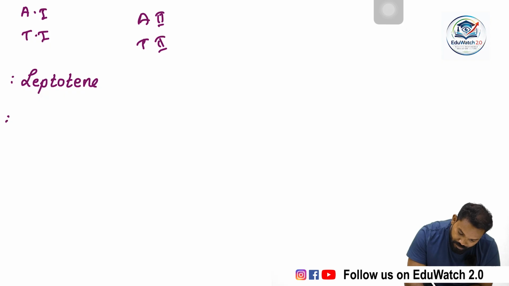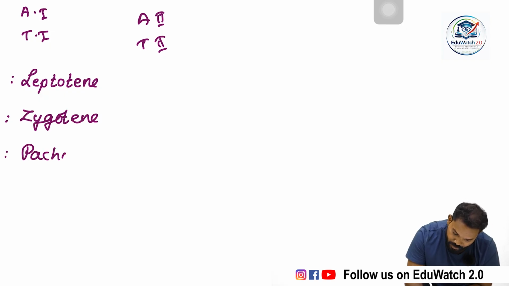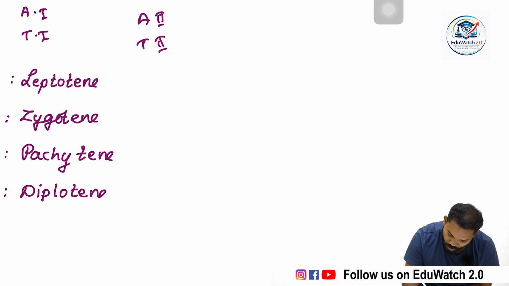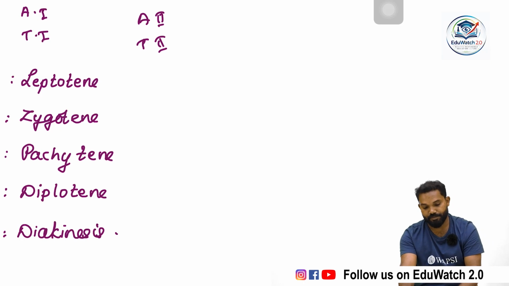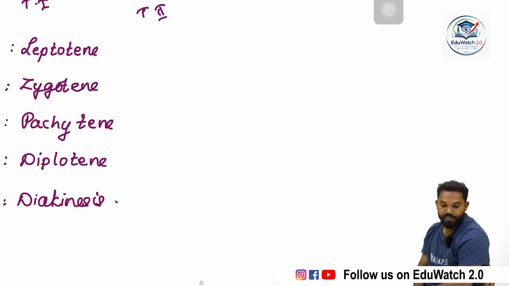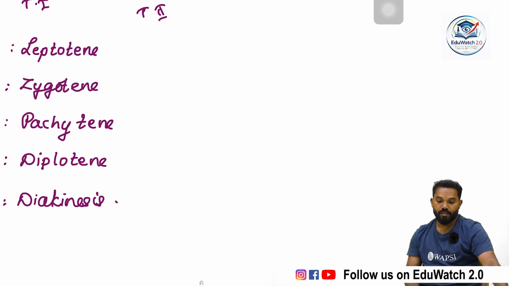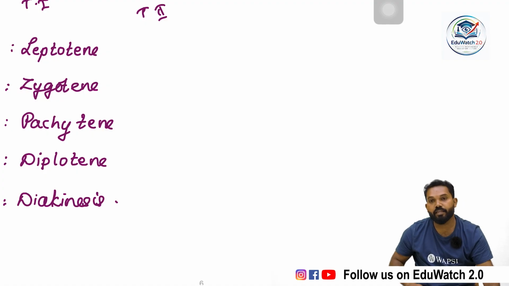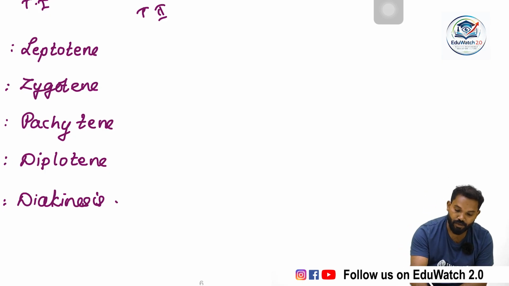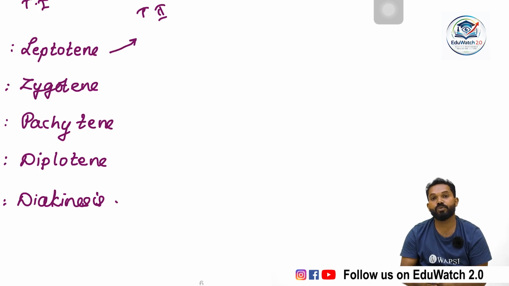leptotene, zygotene, pachytene, diplotene and diakinesis. These are the stages related to meiosis 1, especially in prophase 1: leptotene, zygotene, pachytene, diplotene and diakinesis. Then what are the characteristics of leptotene? The characteristics of leptotene are almost similar to the starting of prophase.